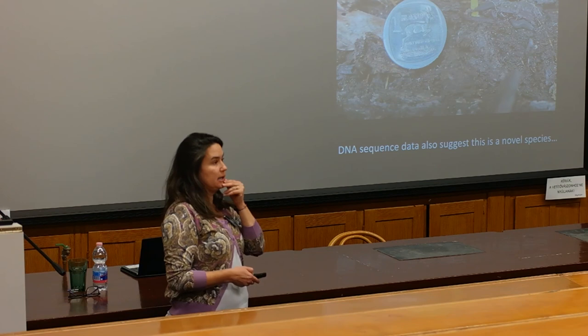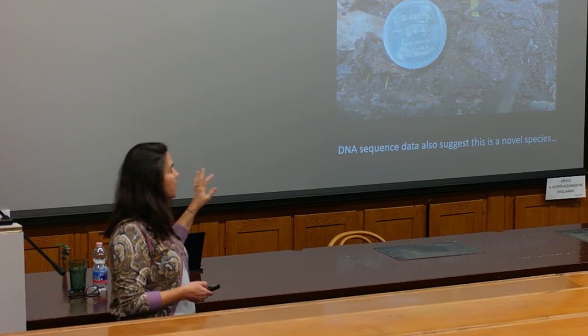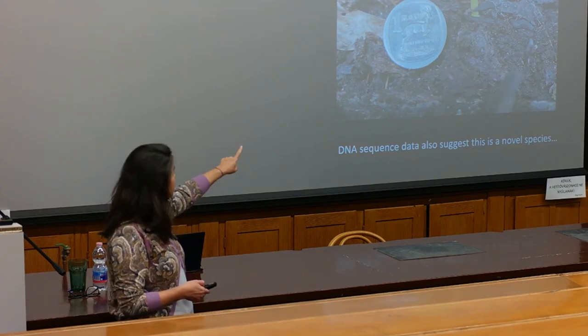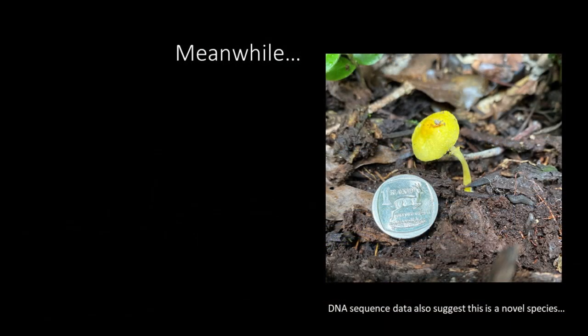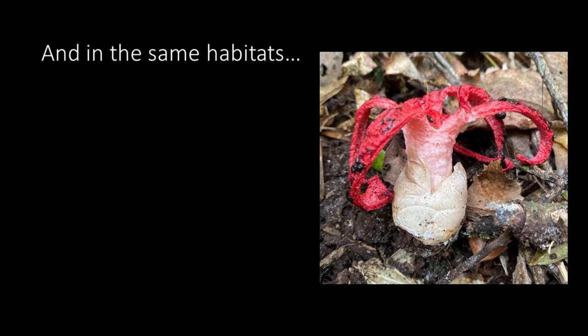Two more thoughts. Meanwhile, in other habitats in South Africa, I would see things like this. This little yellow mushroom, I know that you don't use that coin, is about the size of my thumb, smaller. And I think it's an undescribed species, beautiful. In the same habitats where this tiny little yellow mushroom grows, is this species, which is from Australia, and no one has written this down. Not no one, but it's hard to find.